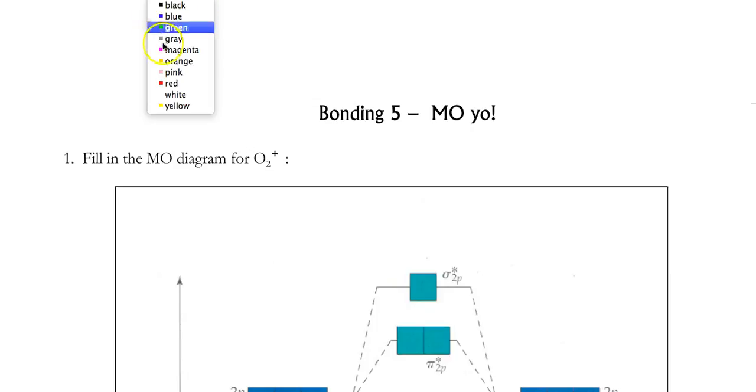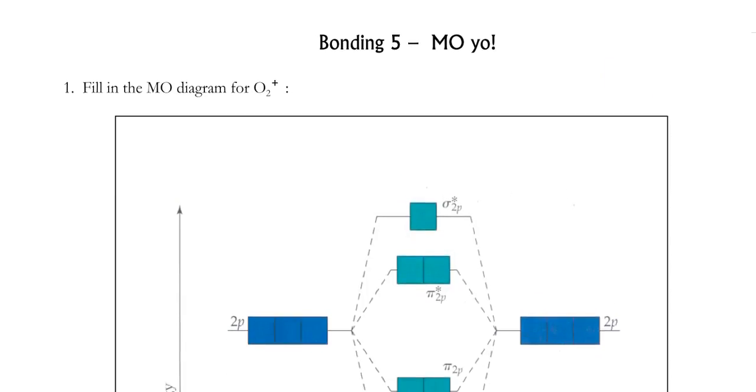So let's do that. Let me choose a nice color. Let's go with gray. All right. Yeah, of course, it's not really a color, but hey, I'm tall.